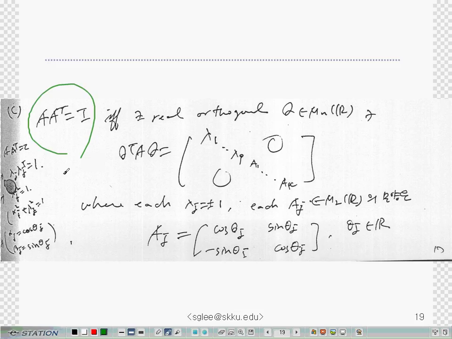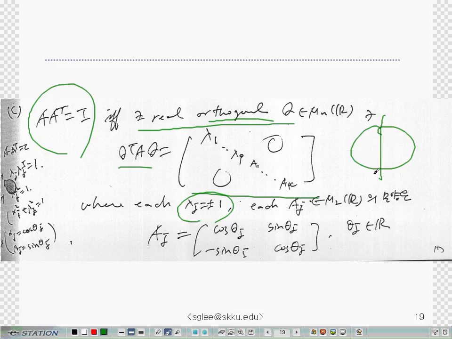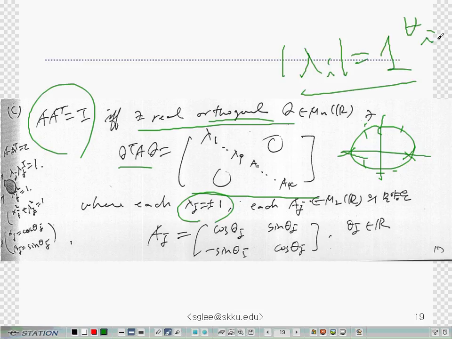If A transpose A is identity, then there exists a real orthogonal matrix Q such that Q transpose A Q can be written in this way, the orthogonal matrix. In that case, all the eigenvalues are plus minus 1 or some complex numbers whose length is 1. The orthogonal matrices. What's important is the eigenvalues. The lengths of the eigenvalues are 1 for all i, isn't it?